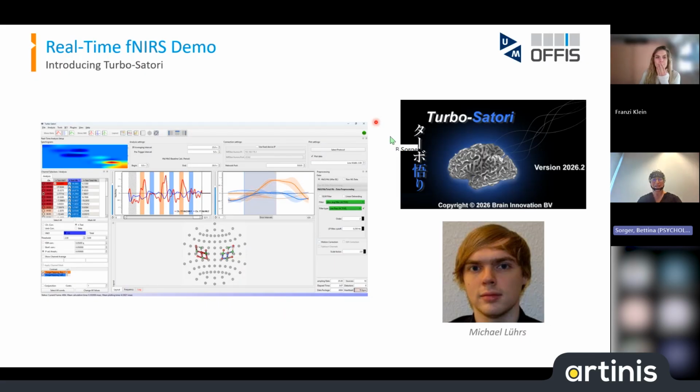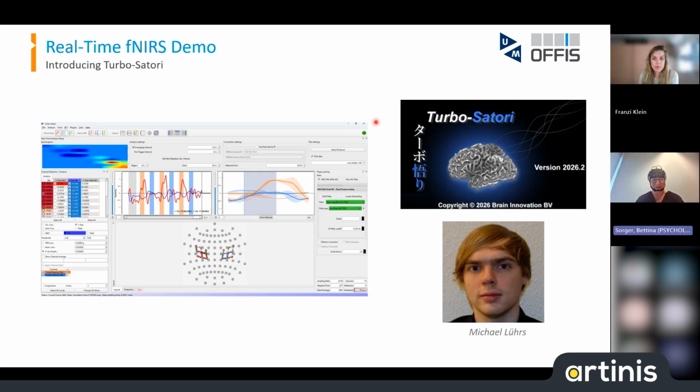Yeah, okay. So for the real-time fNIRS demo, we will use the software Toposatori. This is the software developed here in Maastricht, mainly by my colleague Michael Lürs. I would also like to thank him for making it possible that we can now use the software also for the Artinis device, because so far it was only compatible with the NIRX devices.